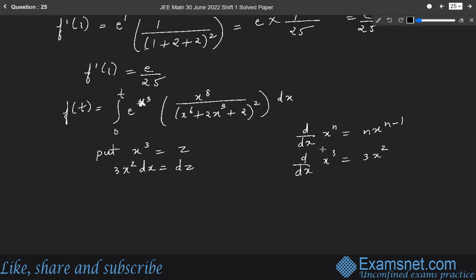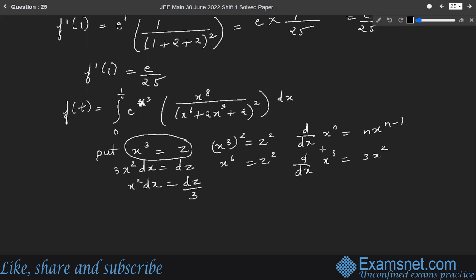So we have 3x² dx is equal to dz. So from here, x² dx will be equal to dz upon 3, right? And if x³ is equal to z, then its square, x³ whole squared, will be equal to z². Now what is x³ squared? It will be x⁶ is equal to z², right? Because 3 into 2 is 6.